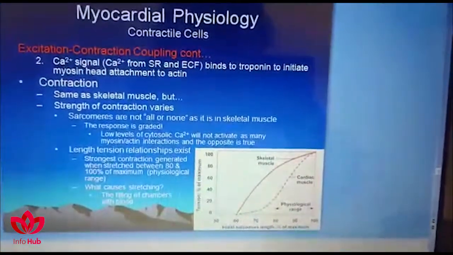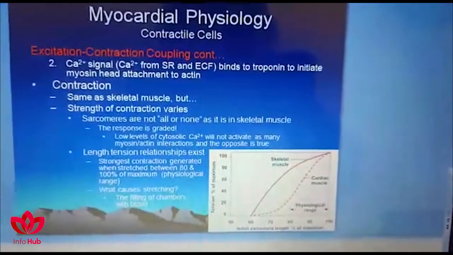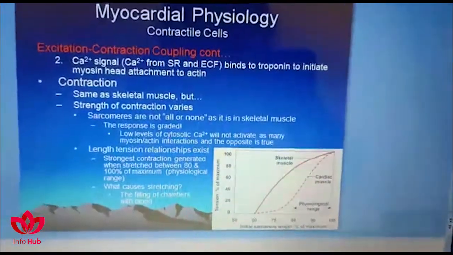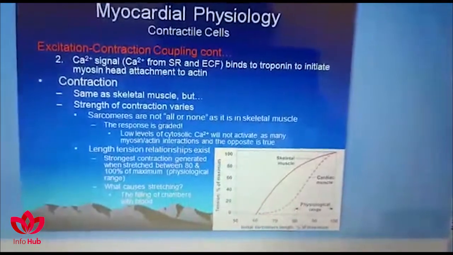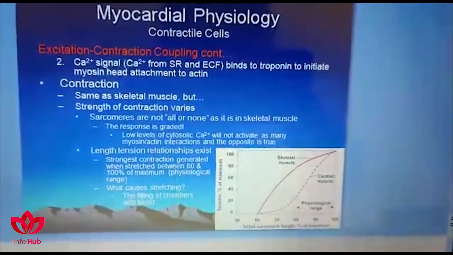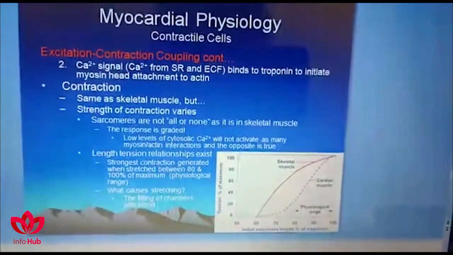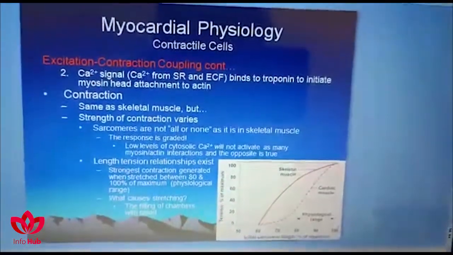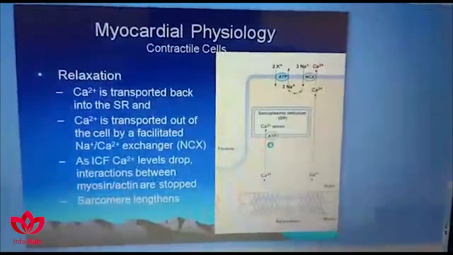Now, what causes this stretching? As we know, during the cardiac cycle, the heart is filled with blood. So filling of the chambers with blood puts pressure on the cardiac muscles. So this causes the stretching of the cardiac muscles, and it increases the tension in the cardiac muscles.